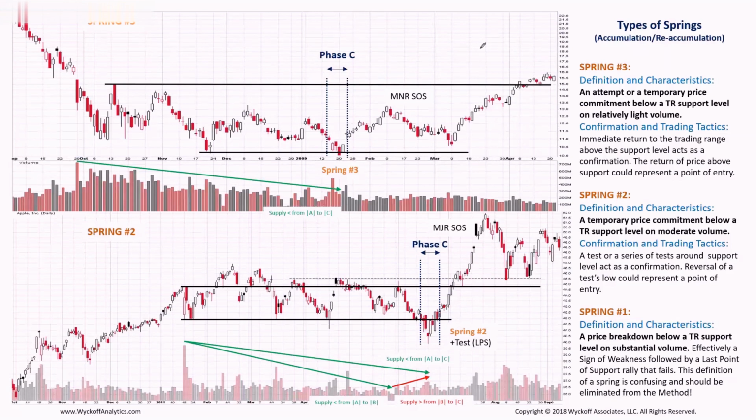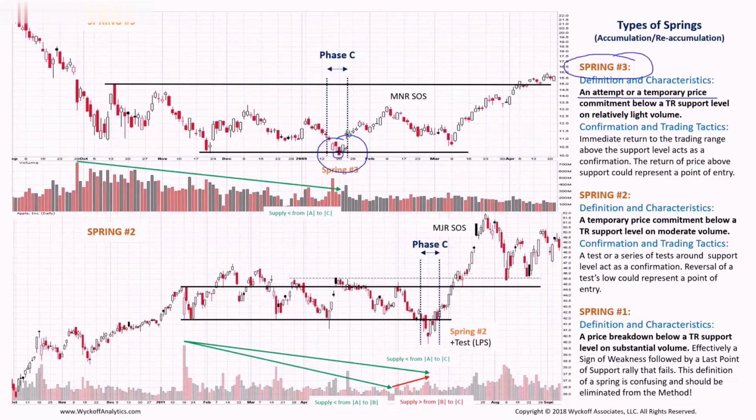Usually Wyckoff would refer to the sprint action as a shakeout or a terminal shakeout. Bob Evans added the definition of the sprint, but he went even further than this. He defined different types of sprints. So let's look at those definitions. The first type of sprint is sprint number 3. This is probably the most favorable sprint, where there is just an attempt or a temporary price commitment below a trading range support level.